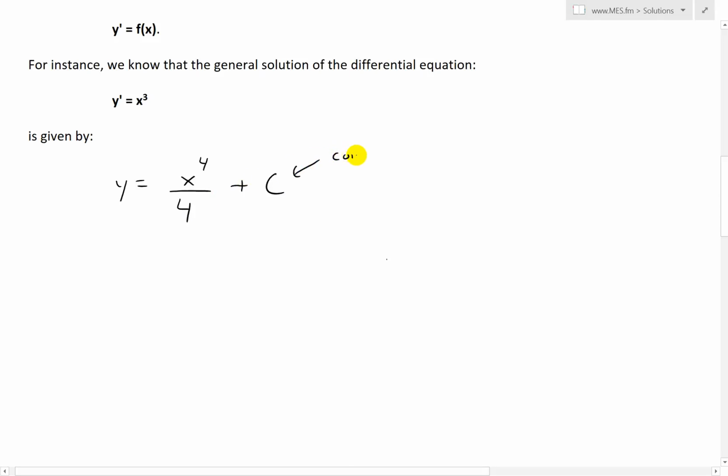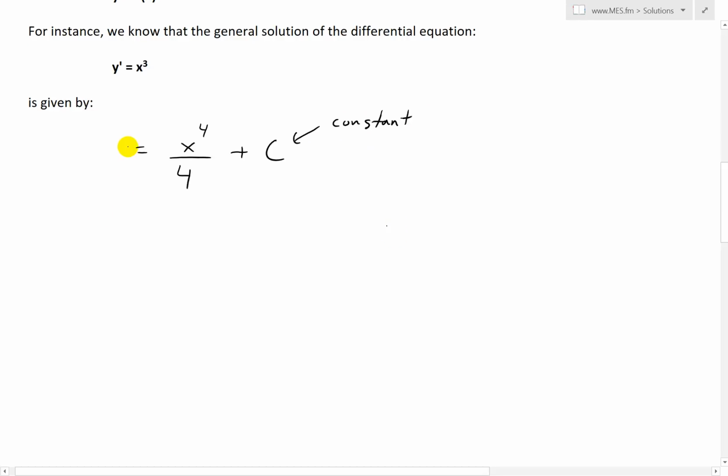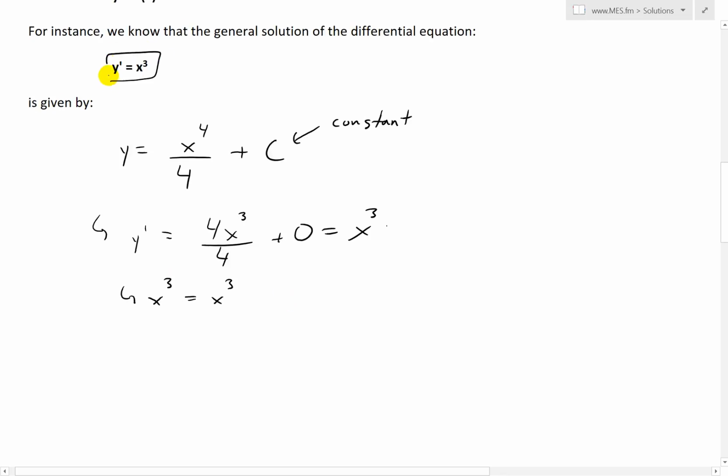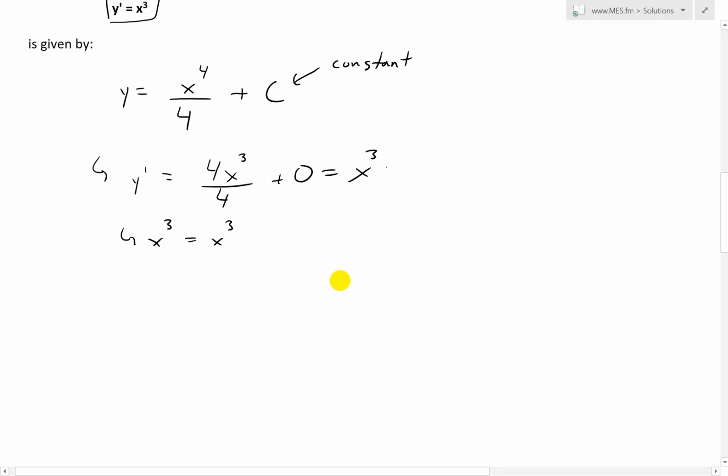And again, that is an arbitrary constant. And this is a solution because if you take the derivative of this, you put the power 4 down, so it is 4 times x to the 4 minus 1 over 4, and the derivative of c is 0. The 4s cancel, leaving x cubed. So you plug it in and you have x cubed equal to x cubed, and that's our y prime. So this is our differential equation, a simple one, and this is a solution to it.